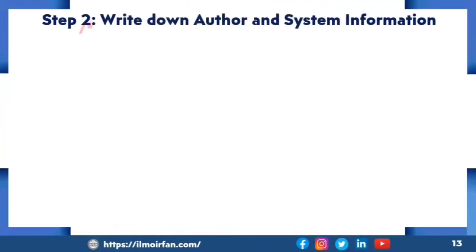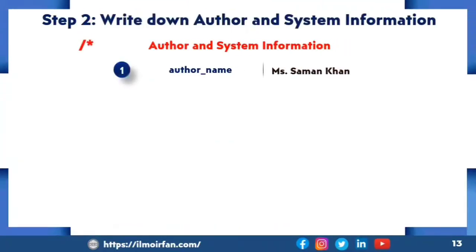Step 2. Write down author and system information. Author and system information is as follows. Please note that the author and system information is written in multi-line comments. In C programming language, a multi-line comment starts with slash and star and ends with star and slash.